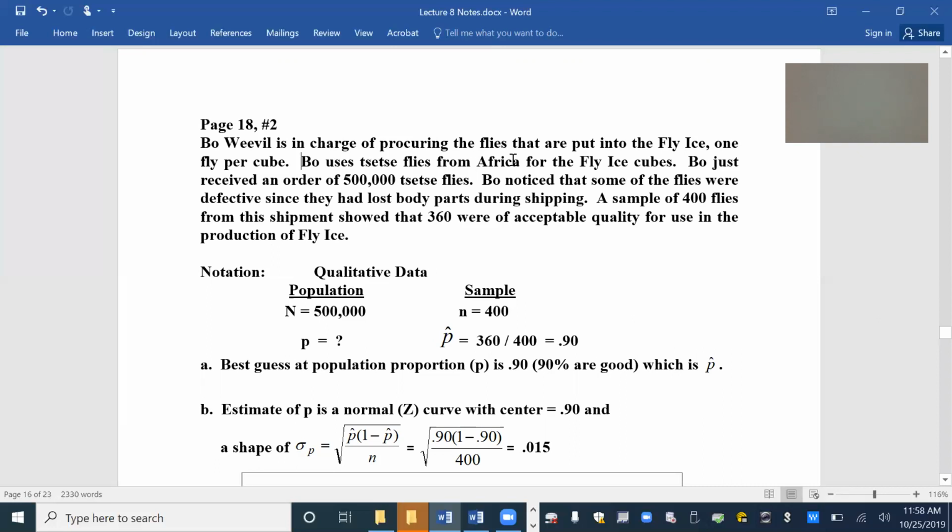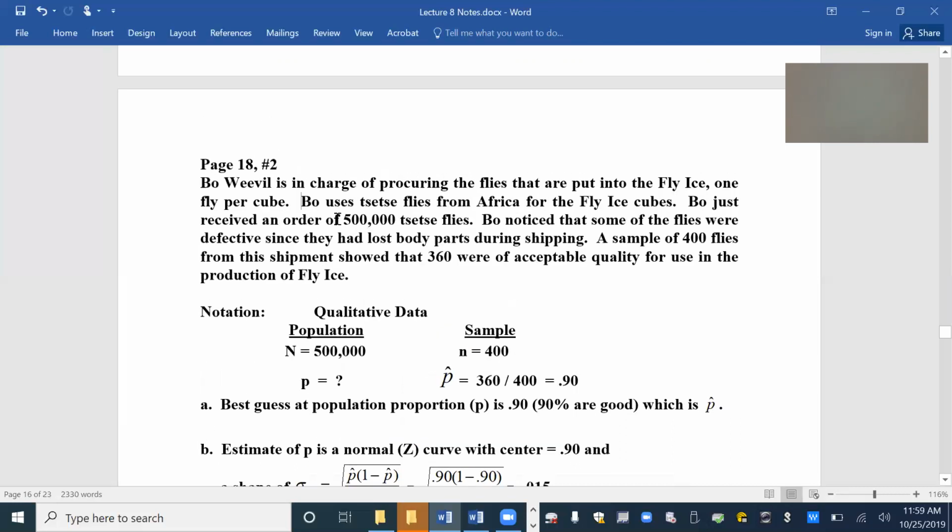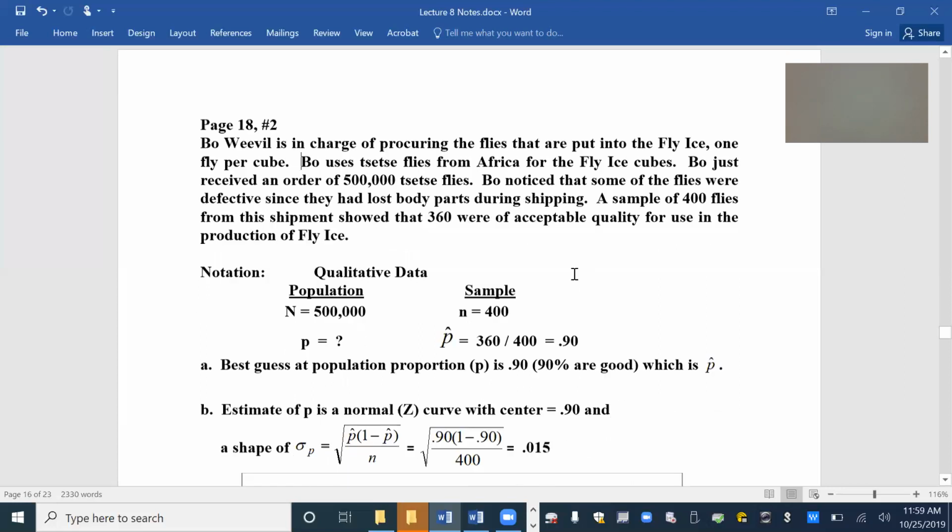Bo uses tsetse flies from Africa for the fly ice cubes. No, he doesn't. He uses horse fly. Tsetse flies are actually small little things, but they sound better, so I use tsetse. Bo just received an order for 500,000 tsetse flies. He noticed that some of the flies were defective and had lost body parts during shipping. Oh, I hate when that happens. He took a sample of 400 flies from the shipment. It showed that 360 of them were acceptable quality for use in production of fly ice.